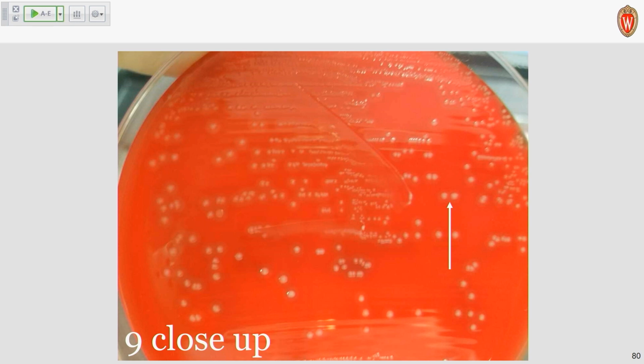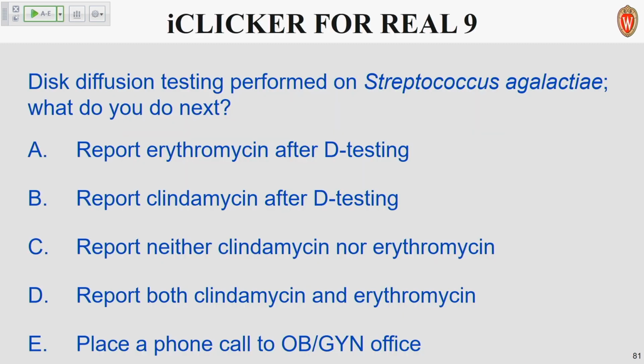And that is very weakly beta hemolytic, supposed to be. Yes. So we're looking at our Strep agalactiae there. So disc diffusion testing performed on our Strep agalactiae. What do you do next?